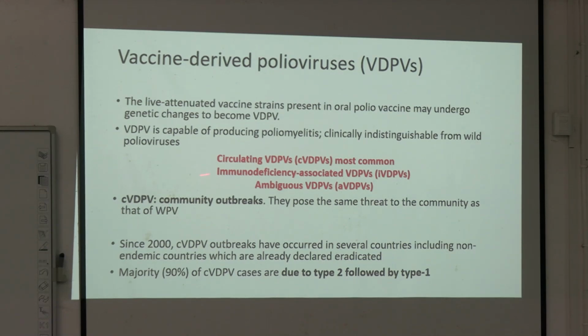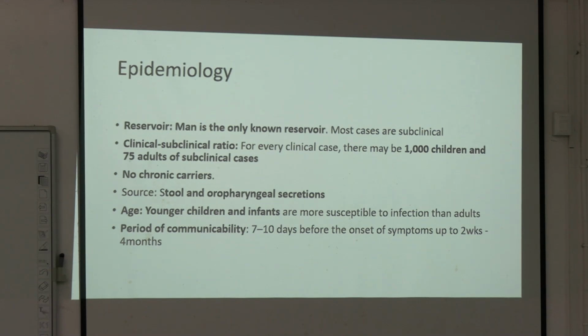Circulating VDPV does cause community outbreaks, but generally vaccine associated polio, VAPP, doesn't cause community outbreaks. VDPV has the capacity to cause community outbreaks because the strain is a little bit different from the vaccine strain, genetically slightly different. Okay, so these things happen.